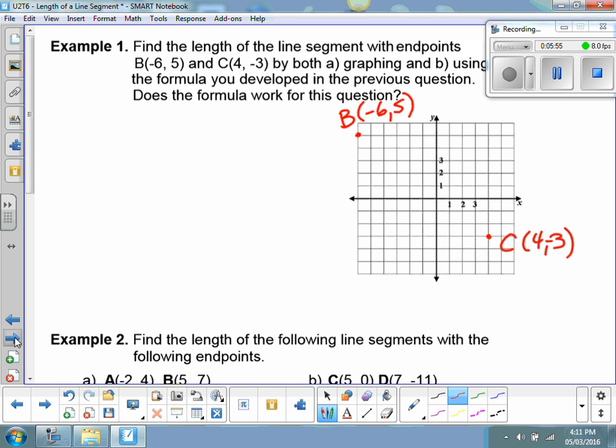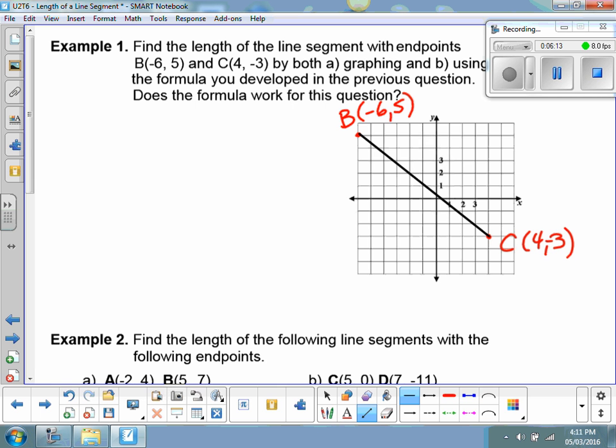By both graphing and by using the formula you developed in the previous question. Does the formula work? So we're just going to double check and see if the formula does in fact work like we suspect it does. So that's what we're trying. So we'll do it with the graphing first.